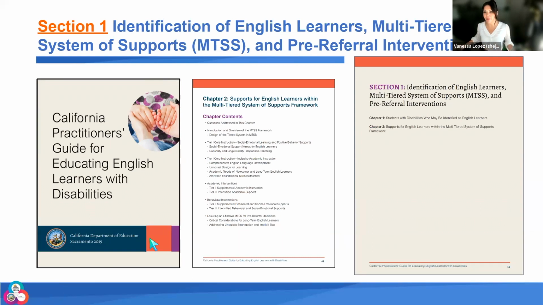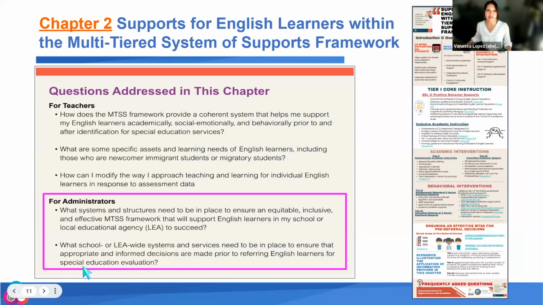Again, as a reminder, this is all under Section 1, and this is Chapter 2, the culminating chapter for this section. In our previous session, we also introduced you to the structure of the content that we will be presenting. The California Practitioner's Guide has a series of questions that lead up the content as we enter into the work. There is a section for questions addressed in the chapter for teachers, as well as a section for administrators. These 2 questions are the ones that we are going to be focusing on today, given our audience.